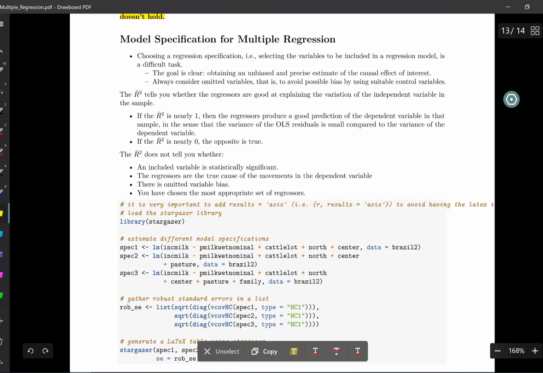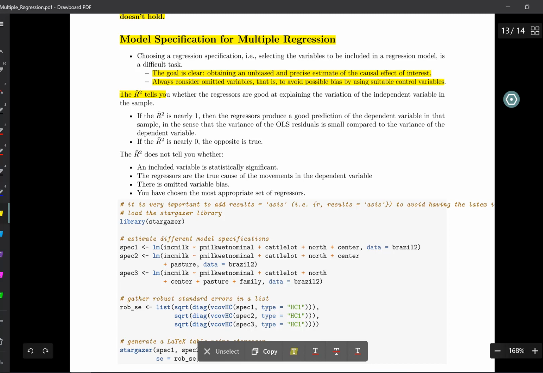The last topic for this week is model specification for multiple regressions. Choosing a regression specification, in other words, selecting the variables to be included in a regression model, is a difficult task. The goal is clear: to obtain an unbiased and precise estimate of causal effect of interest. We always should consider omitted variable bias, that is, to avoid possible bias by using suitable control variables. We look at economic theory, we look at previous research to inform us on what variables we should control for in our models.